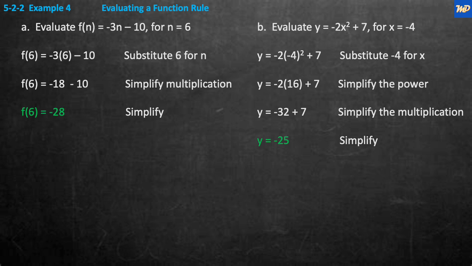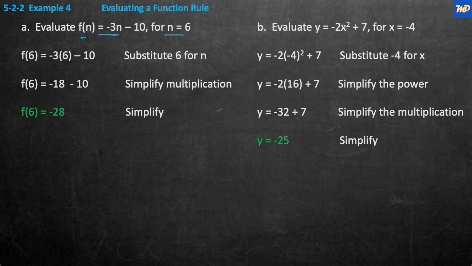Okay, example 4, evaluating a function rule. We just did one evaluation in that little diagram, but we're going to do a couple of them here. Problem A. Evaluate f of n. Remember, I said it doesn't have to be f of x. It could be any letter you want. So in our case, our function is negative 3n minus 10 for n equals 6. So this is now f of n, because that's the variable. F is a function of n.